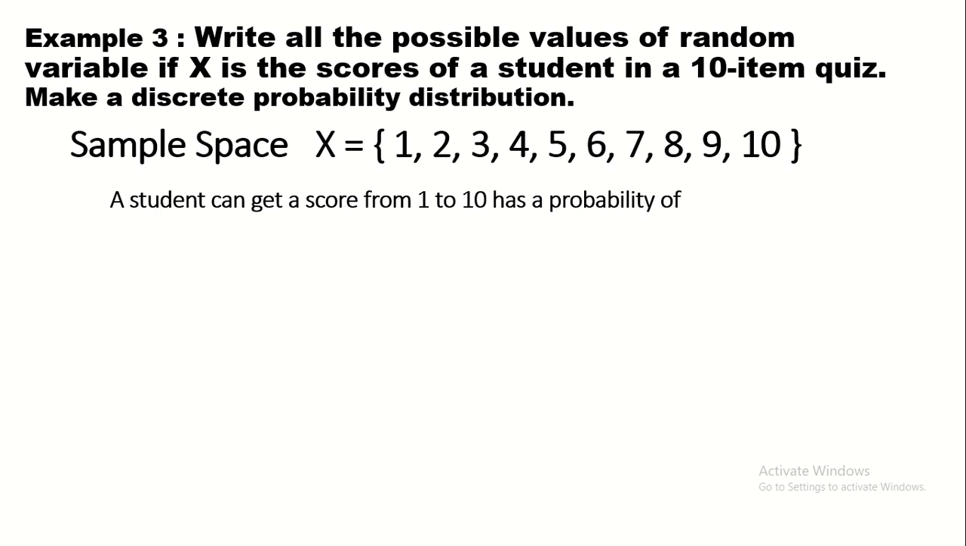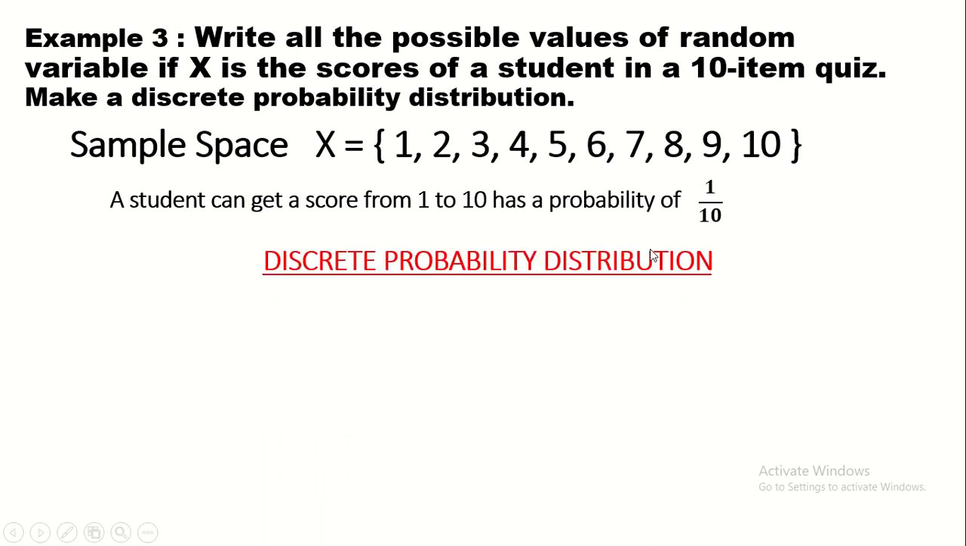A student can get a score from 1 to 10 that has a probability of 1/10. Siyempre, isa lang. Sa 10-item quiz na ito, hindi pwedeng dalawa ang maging score niya. Sa bawat score, isang beses mo lang siya pwedeng makuha. Tapos, ito yung 10-item quiz. So, anong discrete probability distribution niya?